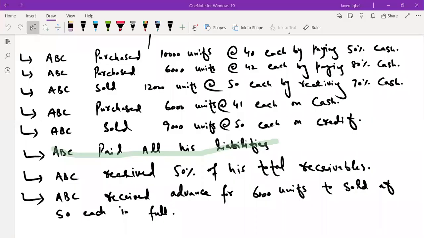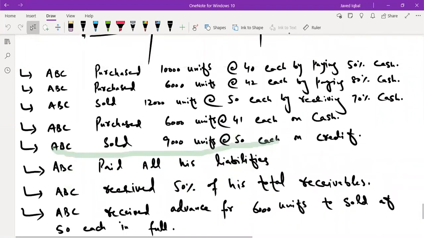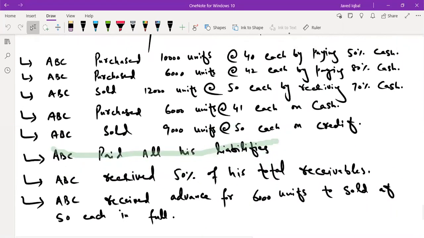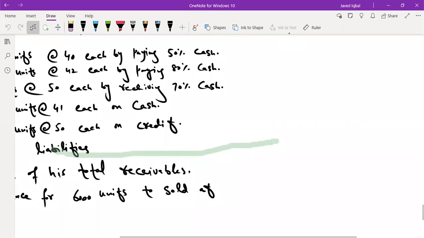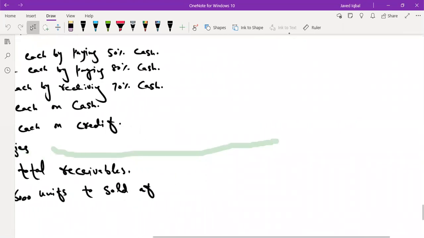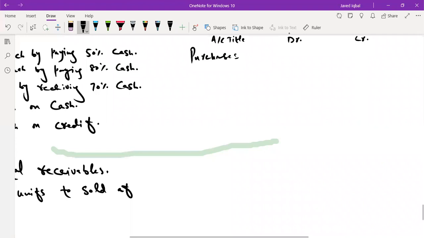Okay, since your 15 minutes are up, we'll start recording these transactions. First one was ABC purchased 10,000 units, 40 each by paying 50% cash. So how would you record it? You have purchases, debit. So this is your account title, debit, and obviously this is credit.